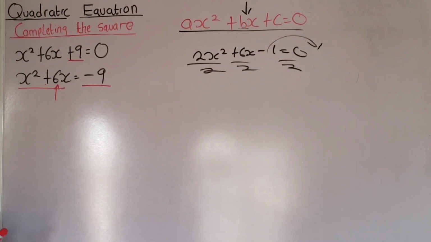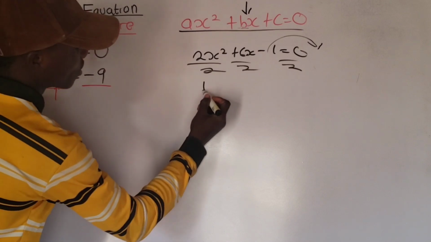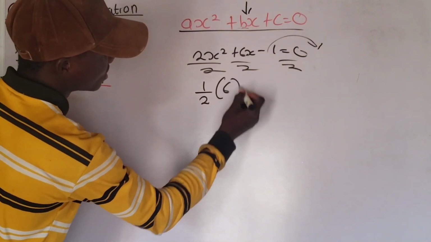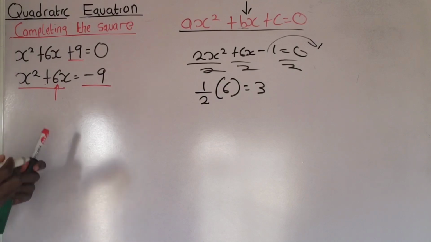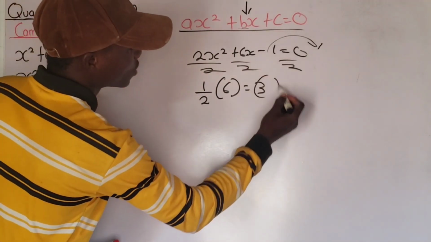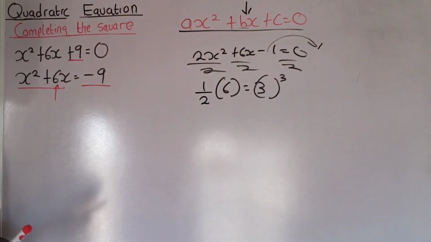So, let us take the half of the second term. The half of the second term is what? 1 over 2 multiplied by 6. That is what? 3. Now, I'm going to add the square. So, I'm going to square 3. This is what I'm going to be adding to both sides of the equation.